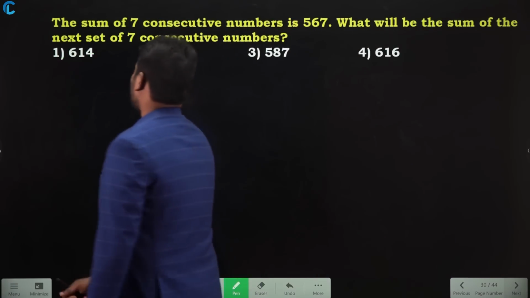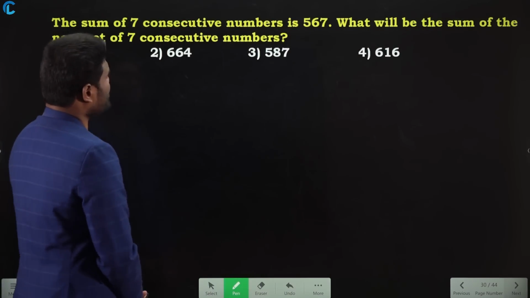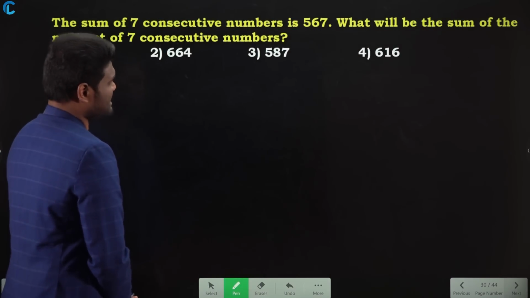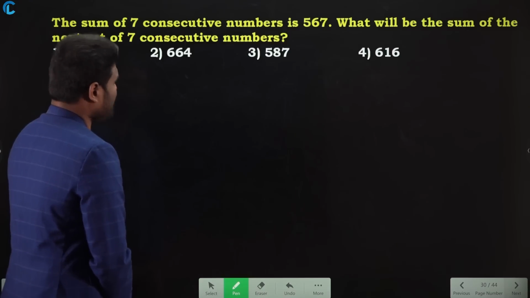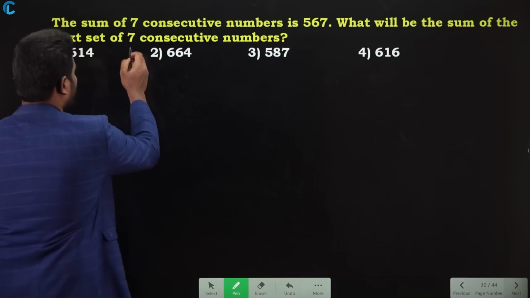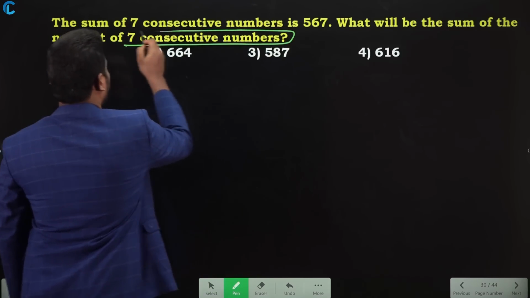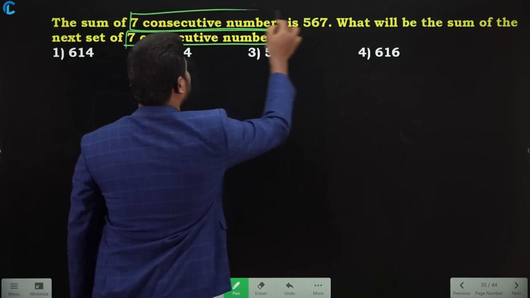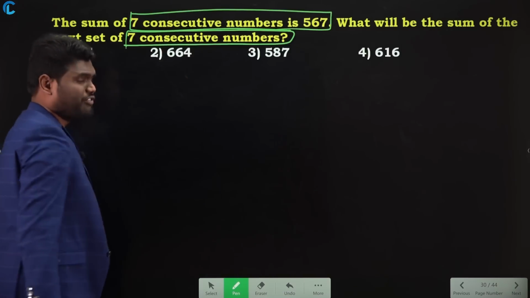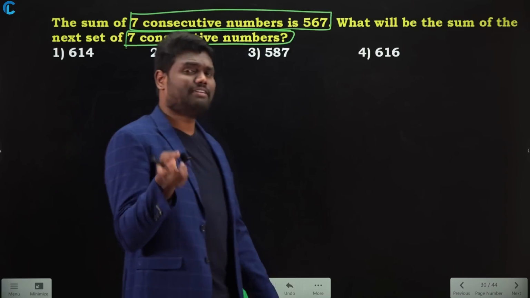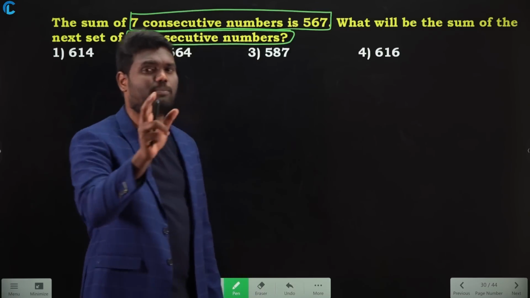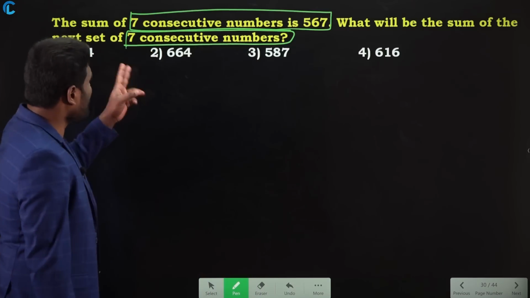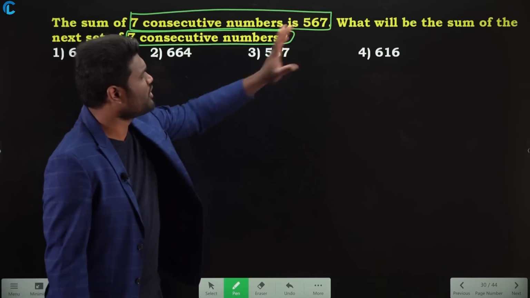The next question is: the sum of 7 consecutive numbers is 567. What will be the sum of the next set of 7 consecutive numbers? Now look here, even this pattern of questions comes in the examination. These are very simple. I will explain first in a normal way, and then I will explain how to solve the same question in a smart way.